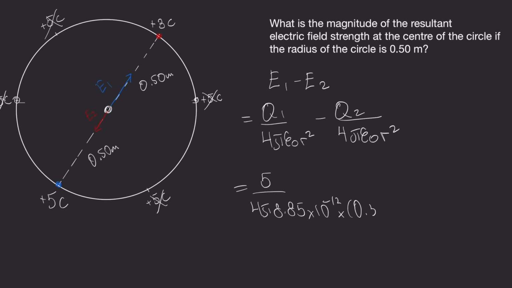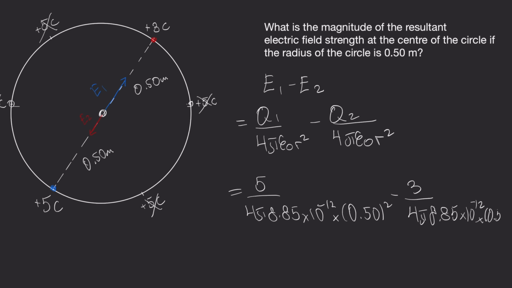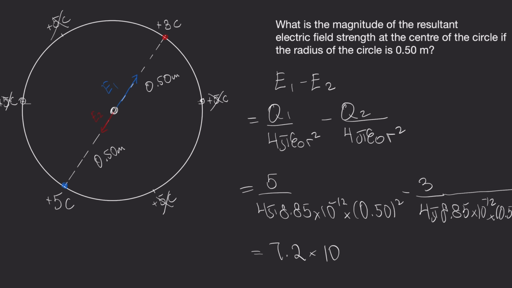Multiply this by 0.50 squared. Take away Q2, which is 3 over 4 pi times 8.85 times 10 to the power minus 12 times 0.50 squared. And this here is going to give me a very large electric field, which is 7.2 multiplied by 10 to the power of 10 newtons per Coulomb.